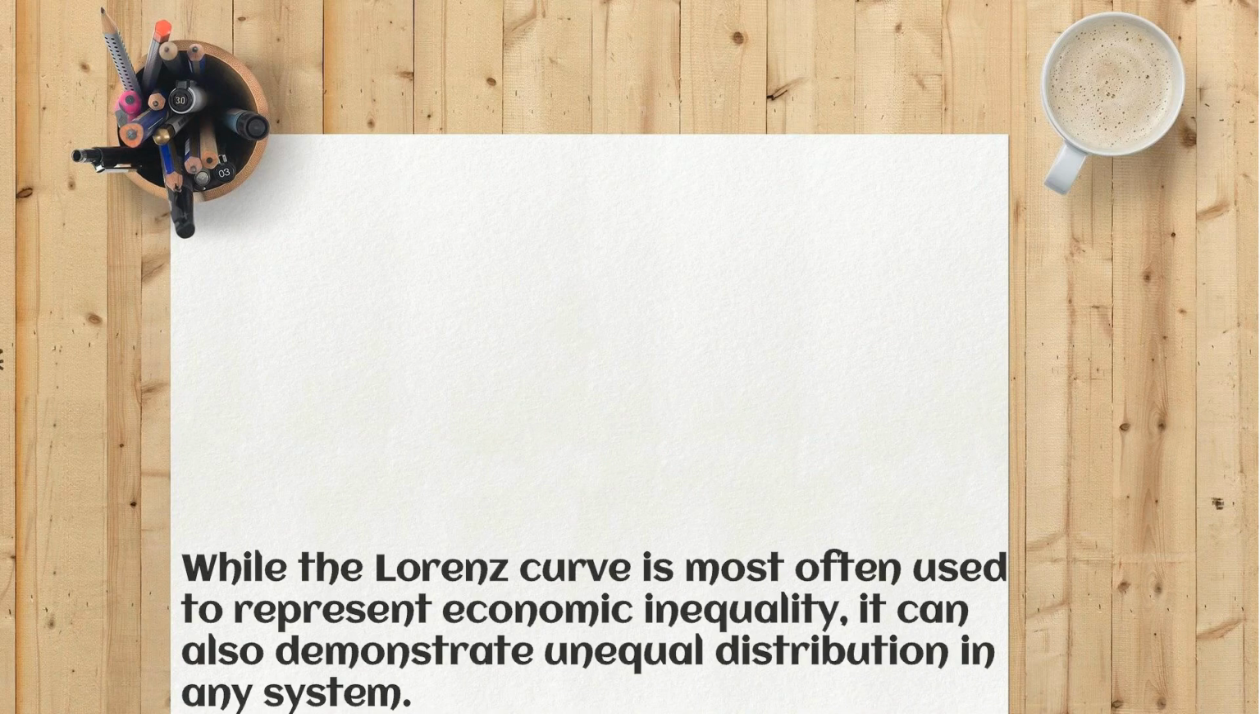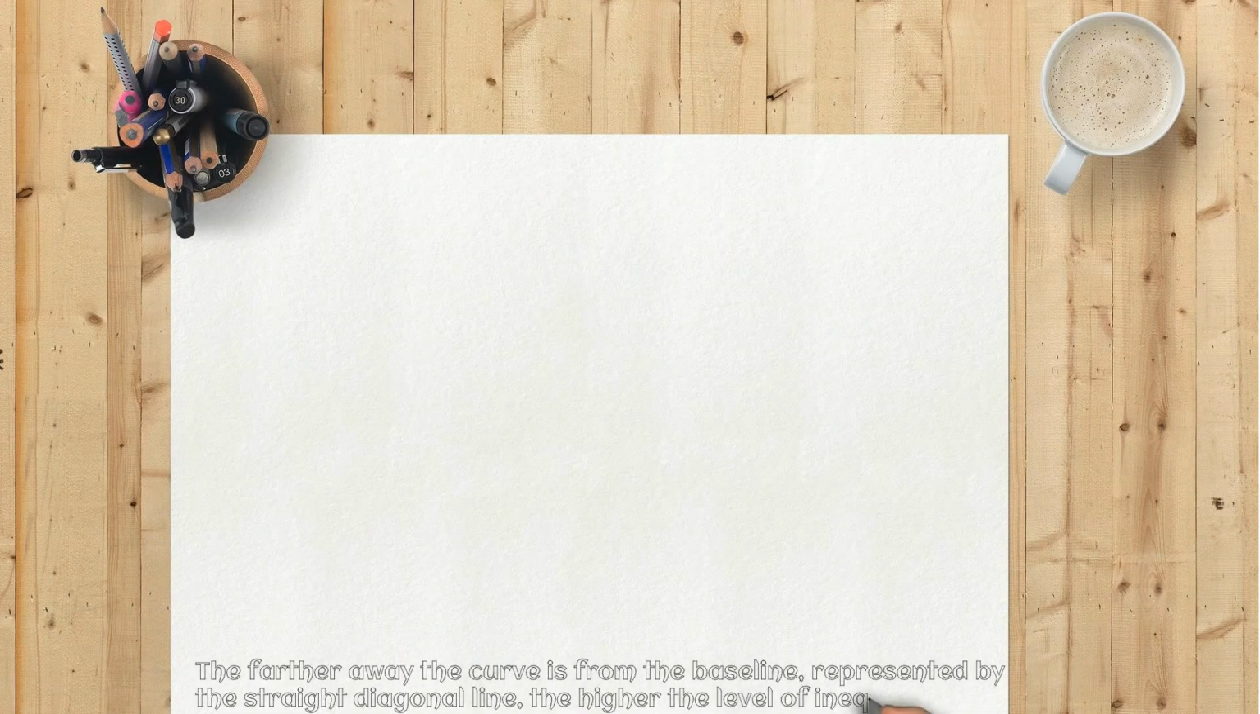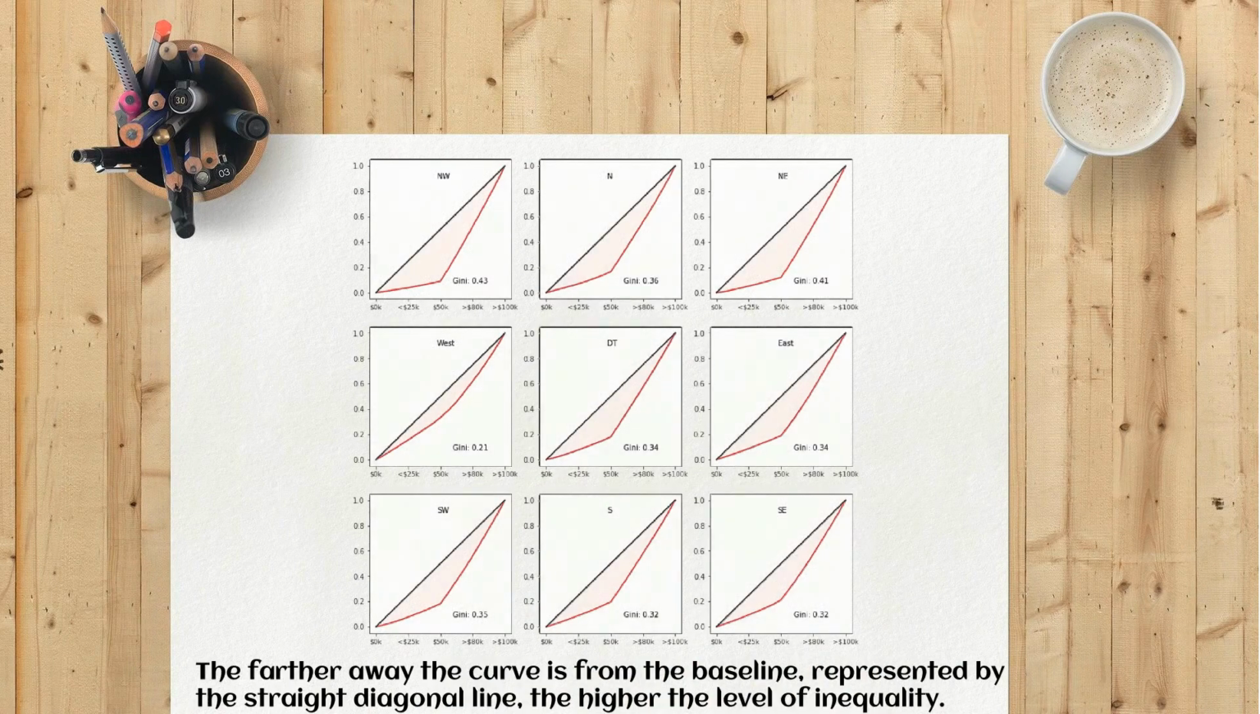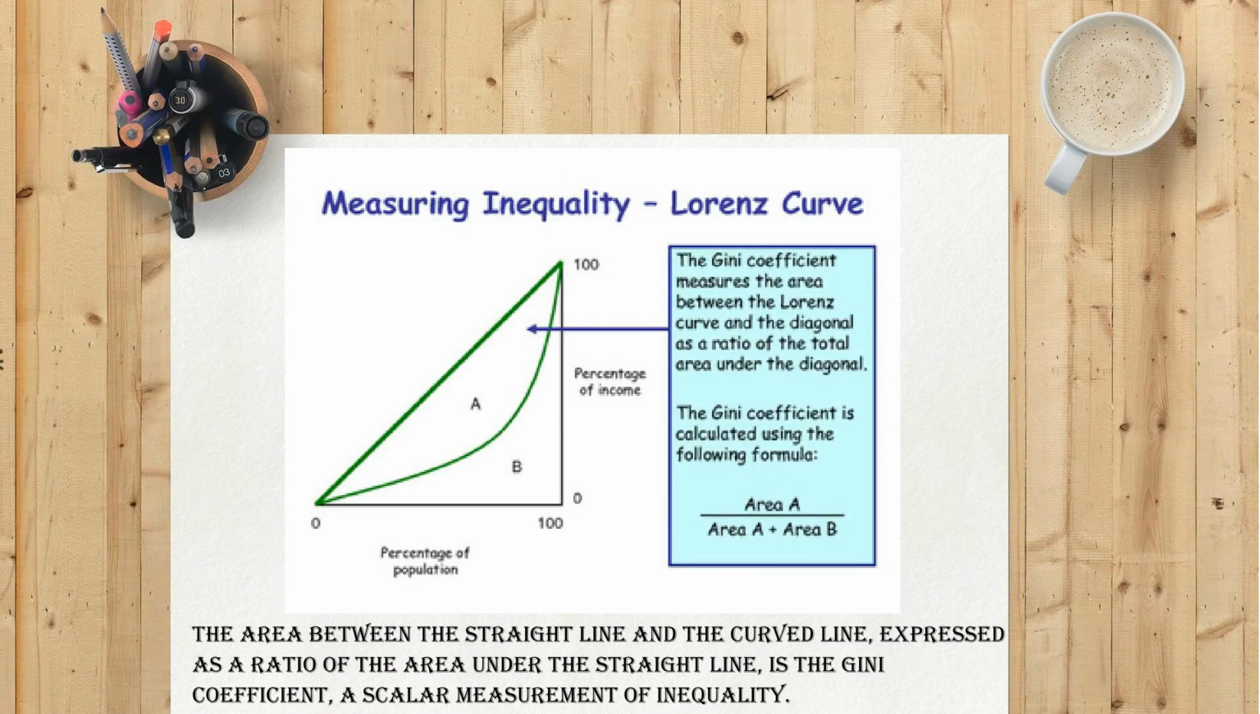While the Lorenz curve is most often used to represent economic inequality, it can also demonstrate unequal distribution in any system. The farther away the curve is from the baseline, represented by the straight diagonal line, the higher the level of inequality. The area between the straight line and the curved line, expressed as a ratio of the area under the straight line, is the Gini coefficient, a scalar measurement of inequality.